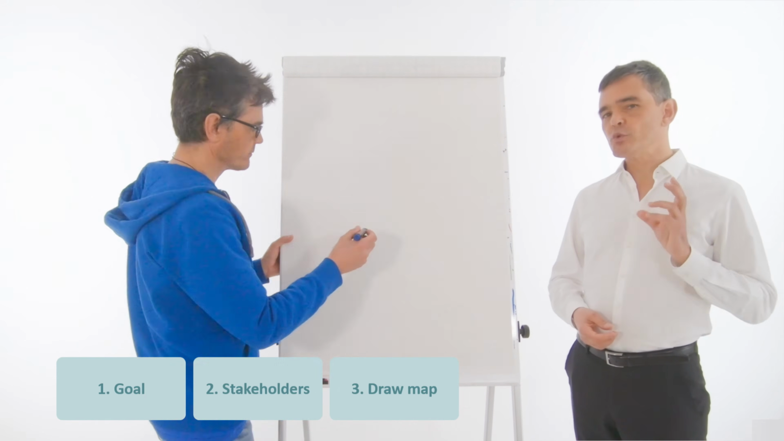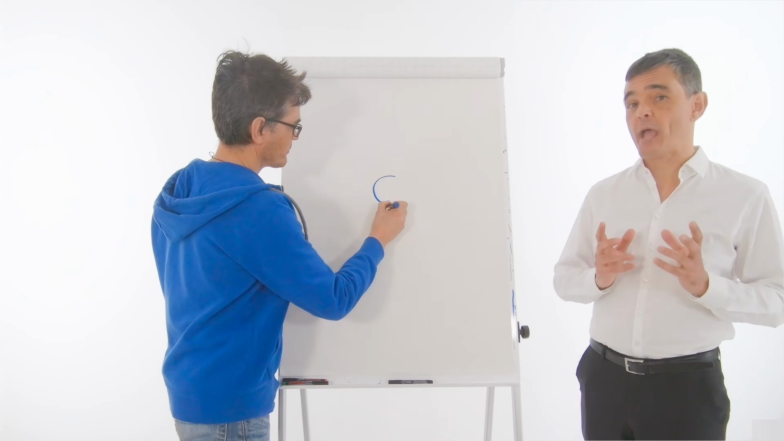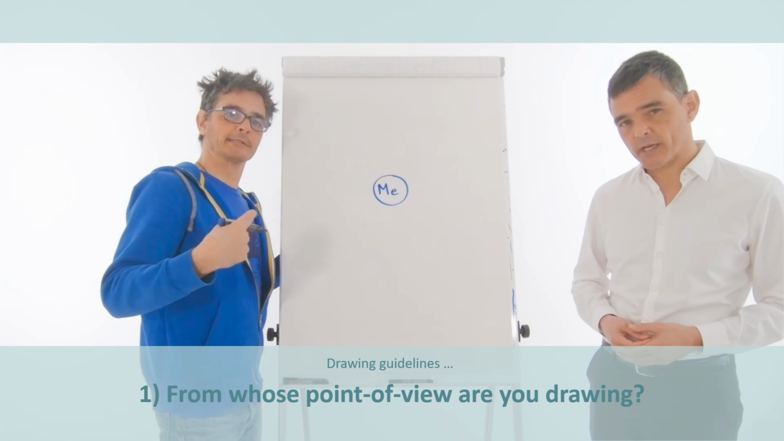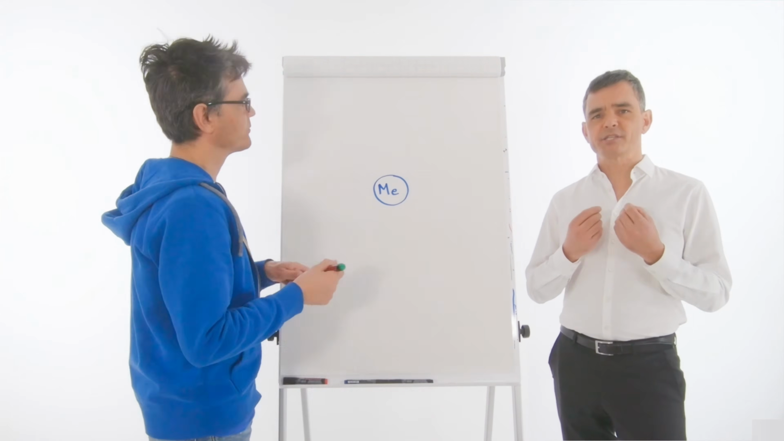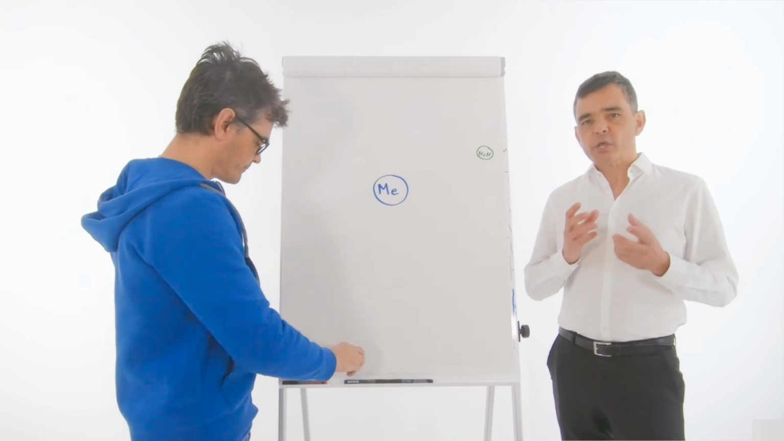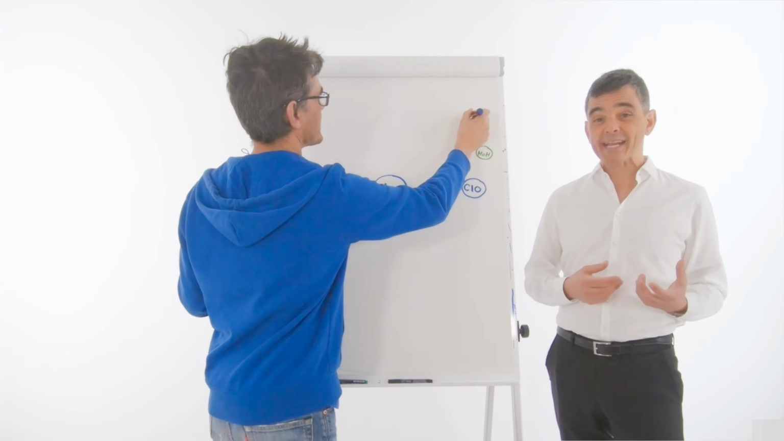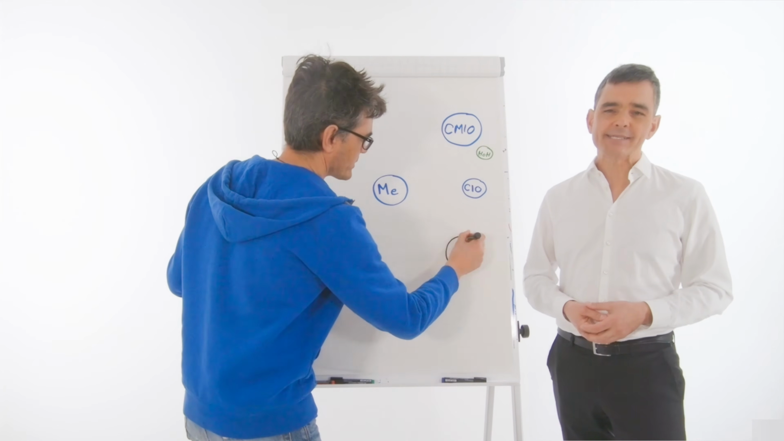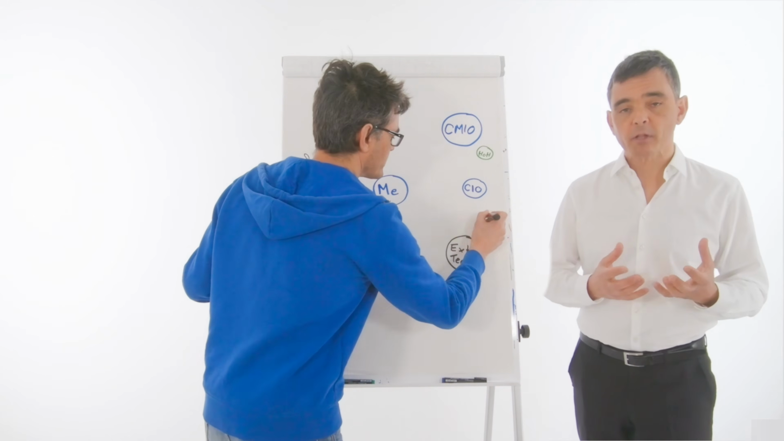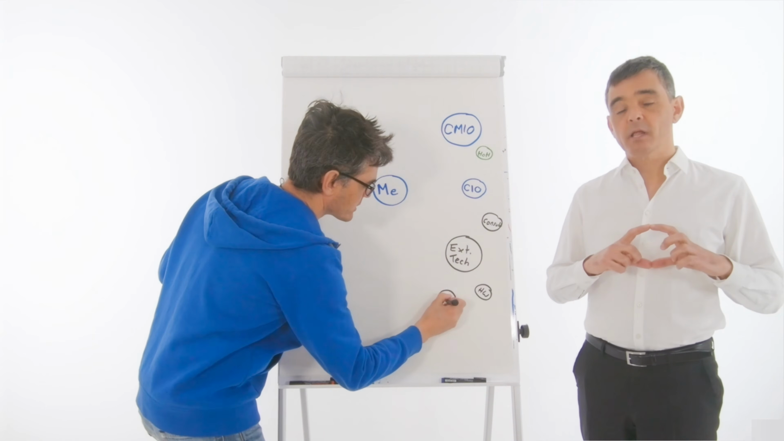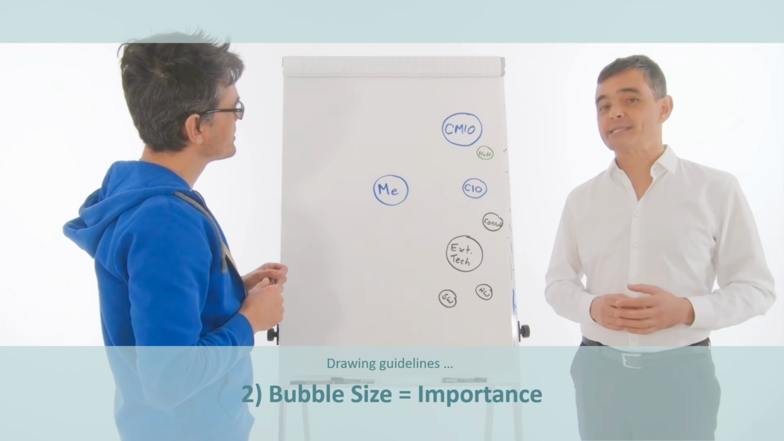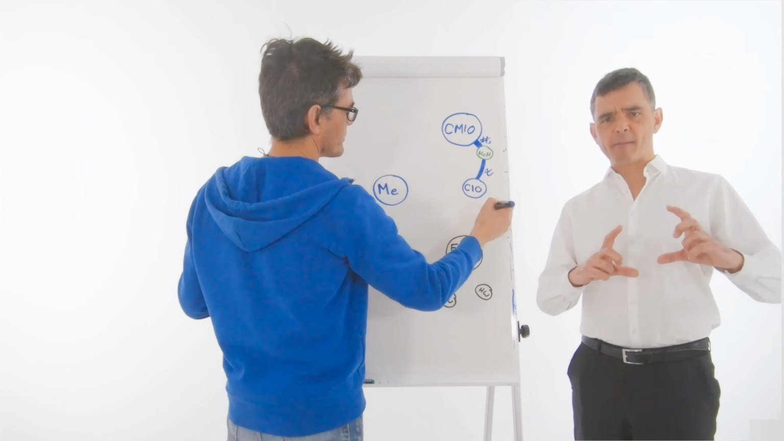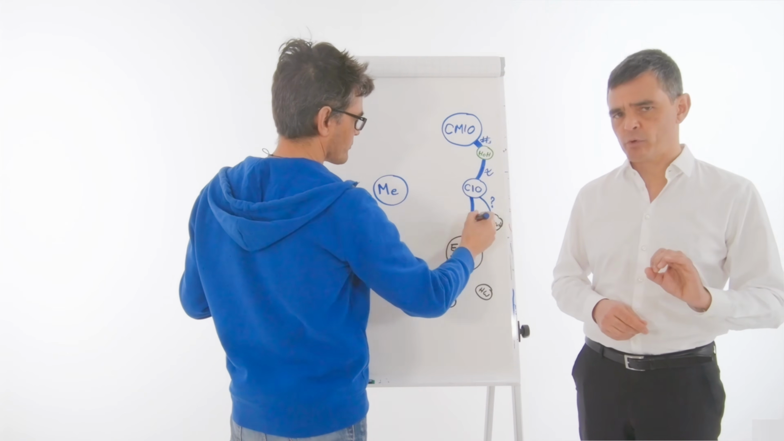It's important to follow a few guidelines here to get the most value out of it. The first thing is, from whose point of view are you drawing? The relationship map captures soft information. So the point of view will very much impact and change the output of what you're actually drawing. The next thing is, each person or group of people is represented by a bubble. The bubble size represents how important that person or group is for the entire project. Big bubble, very important. Small bubble, not important.